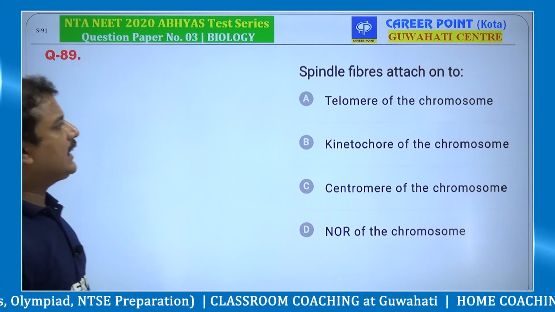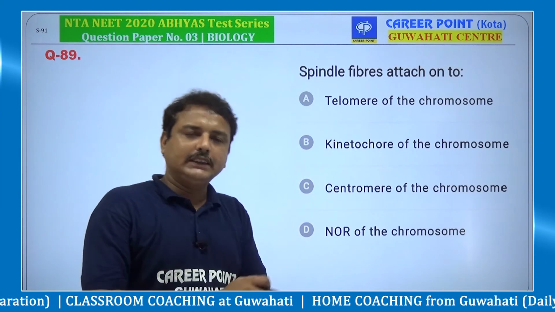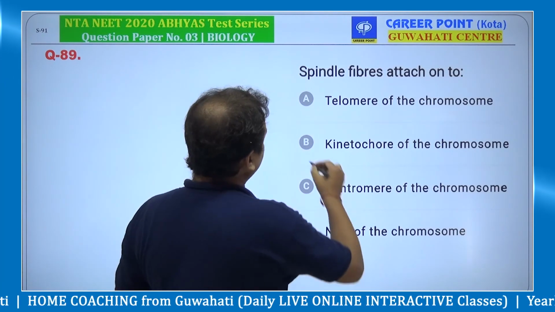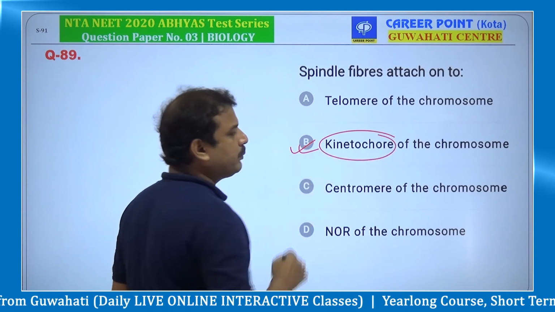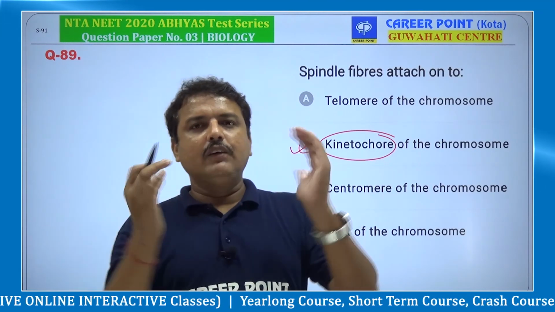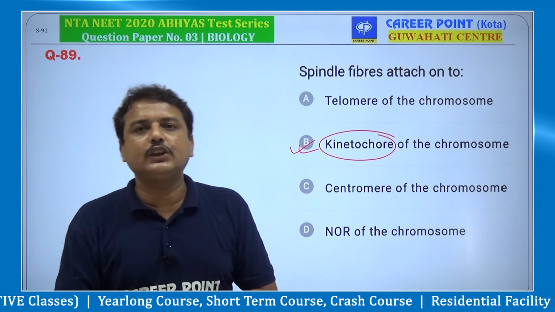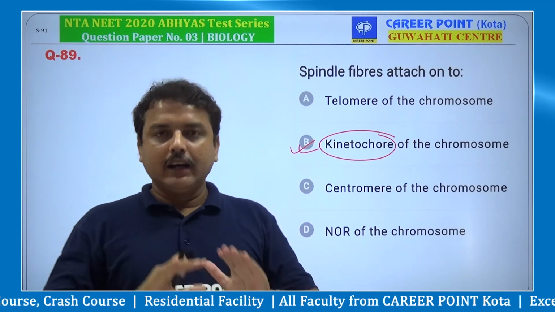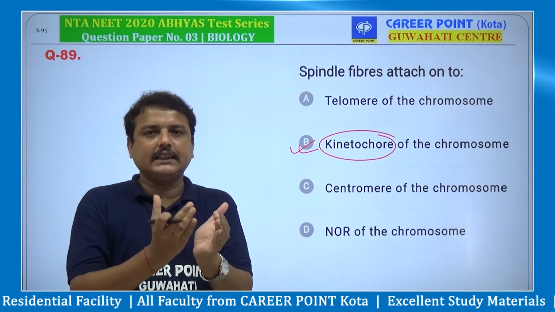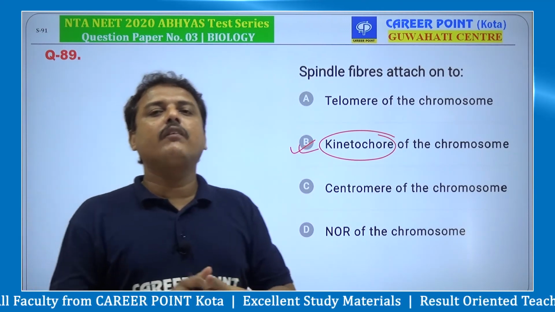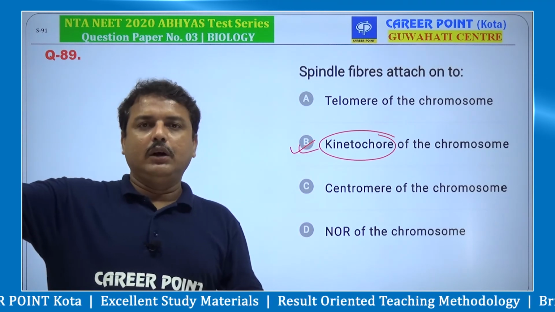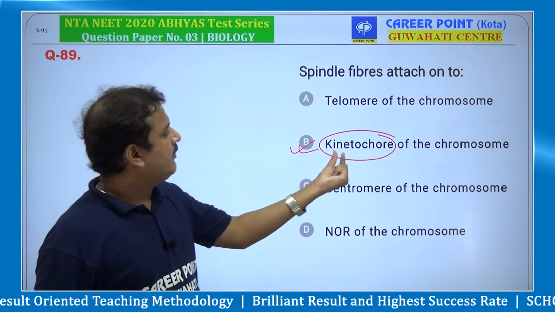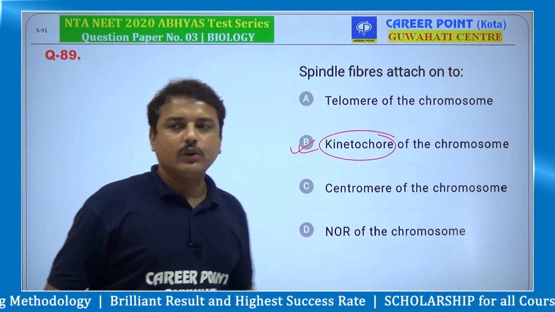Next question. Spindle fibers are attached to the kinetochore of the chromosome. The kinetochore is the protein disc covering the centromere. Another name of the centromere is primary constriction. The primary constriction, or centromere, is covered with a proteinaceous disc called the kinetochore, where the spindle fibers from both opposite poles, produced by the centrioles, attach to the kinetochore of the chromosome.